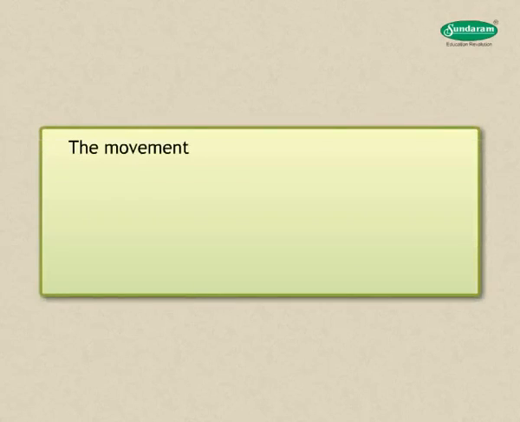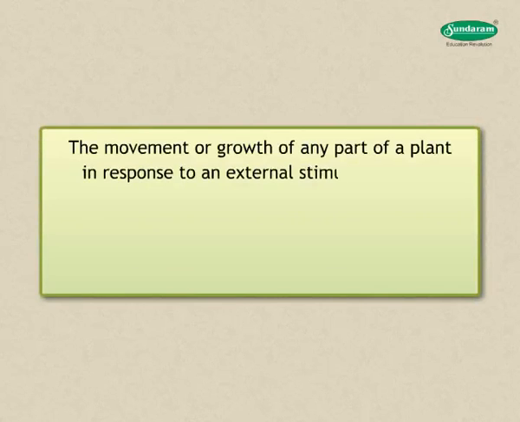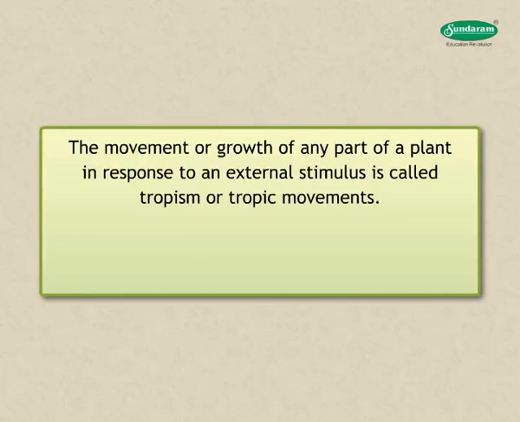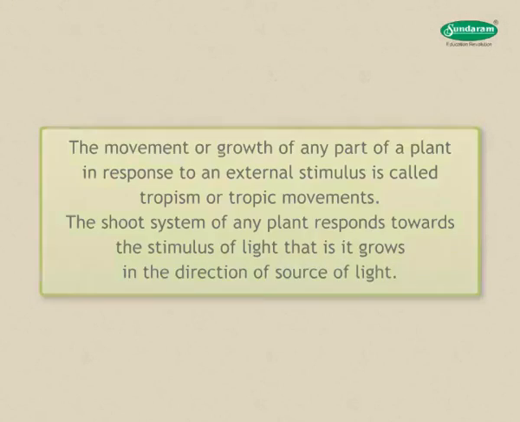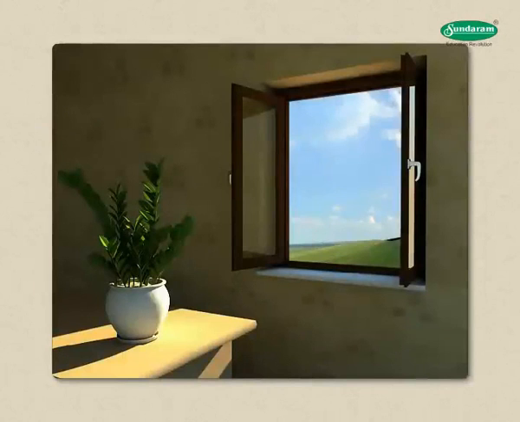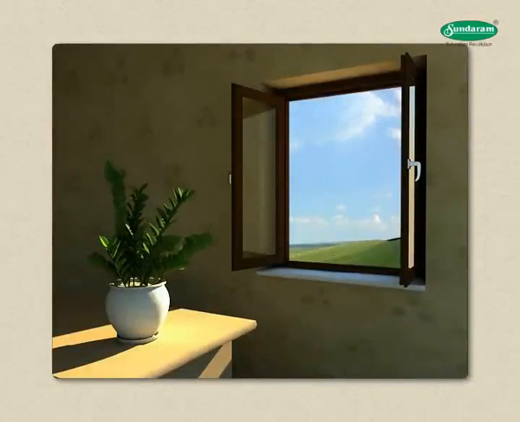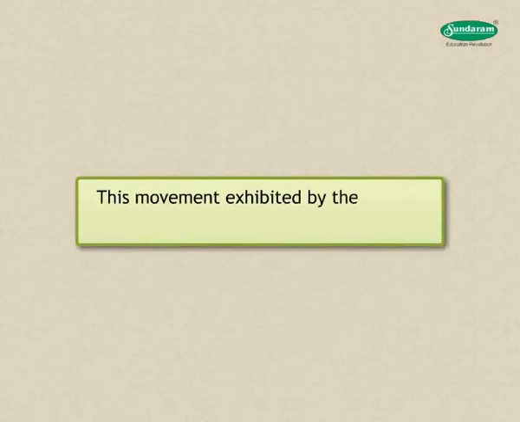The movement or growth of any part of a plant in response to an external stimulus is called tropism or tropic movements. The shoot system of any plant responds towards the stimulus of light, that is, it grows in the direction of the source of light. When a potted plant is kept near the window in a room, you would observe that the stem bends slightly towards the window. This movement exhibited by the plant is called phototropic movement.